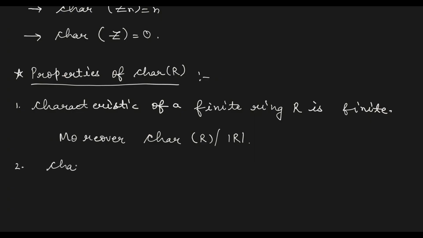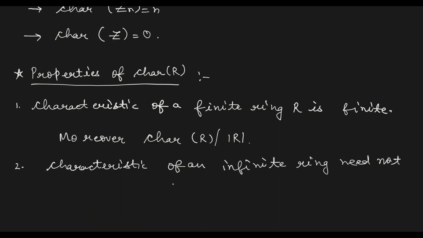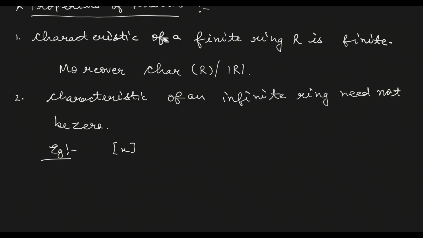Secondly, characteristic of an infinite ring need not be 0. There are some exceptions for this. For example, Z3[x]. This is a polynomial ring whose entries, meaning coefficients of the polynomial, are from Z3. So this is an infinite ring with characteristic 3.